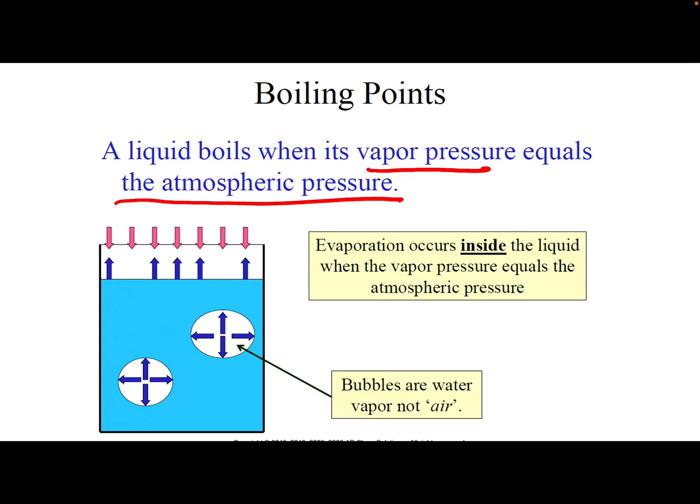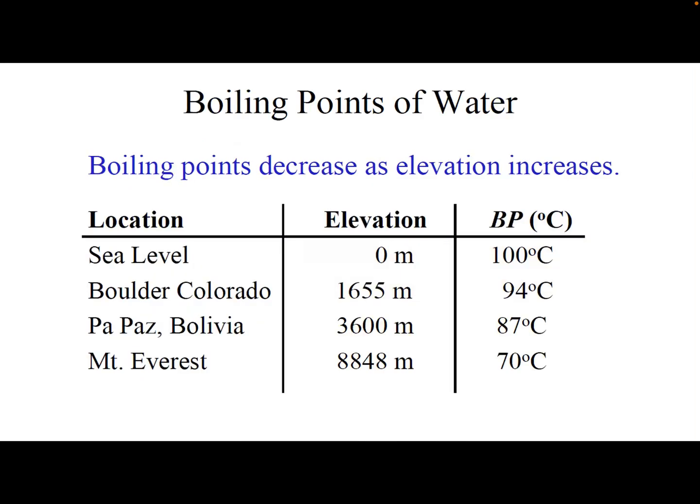Pressure is going to increase with the depth in a liquid. And so the vapor pressure may be slightly higher than the atmospheric pressure when the liquid boils, if it's something super, super deep, but the difference is actually negligible. If you take a look, because a liquid boils when its vapor pressure equals the atmospheric pressure, water is going to boil at a lower temperature at higher elevations. At higher elevations, the air is less dense. There are fewer gas molecules per unit volume, so the atmospheric pressure is lower.